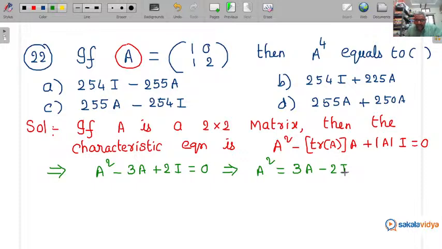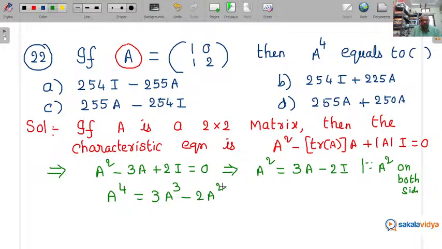So first let us find out one by one. So multiply A square on both sides. Then what do we get? A power 4 equals 3A cube minus 2A square, 2A square into I, A square only, 2A square you will get it. Clear? So now what should we do here? Now you can write, so A cube we need to write.